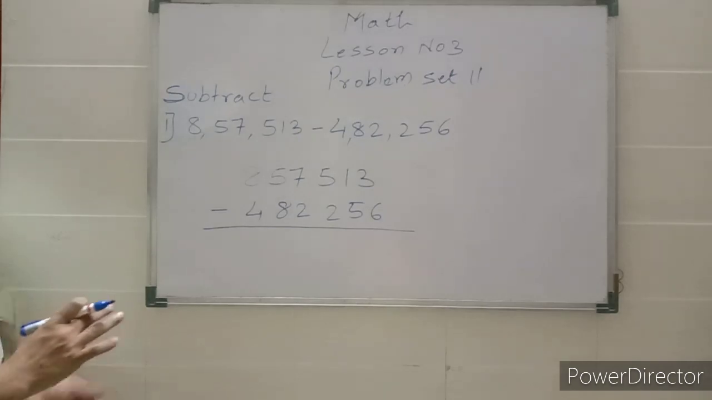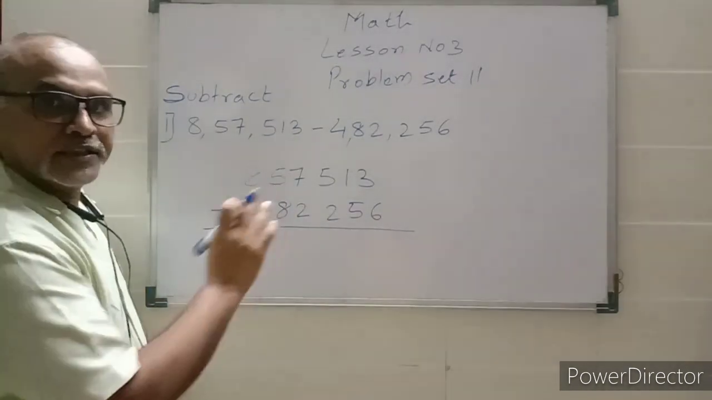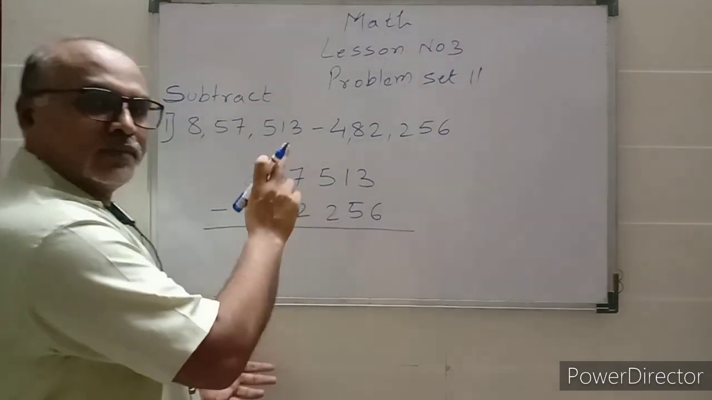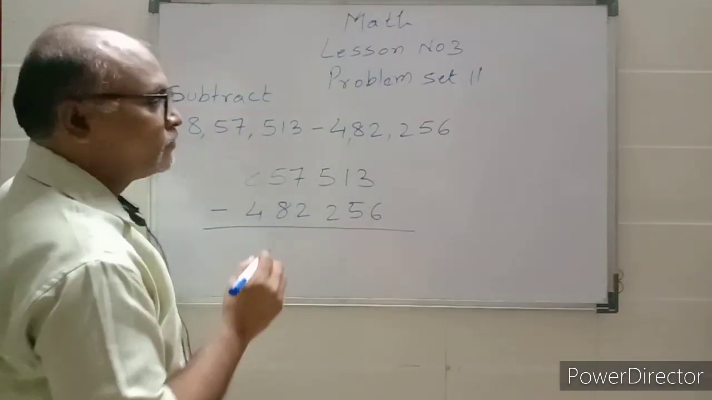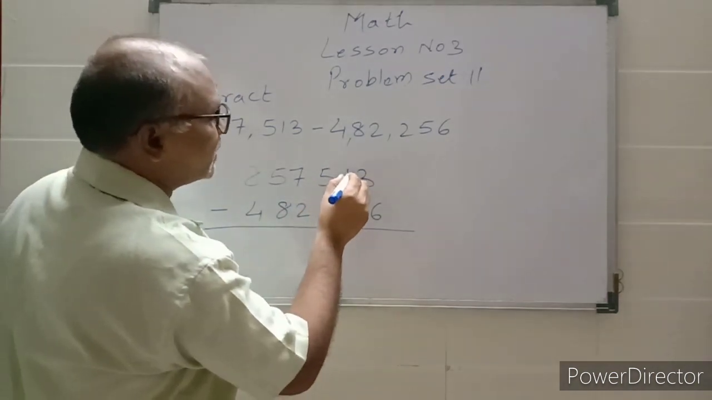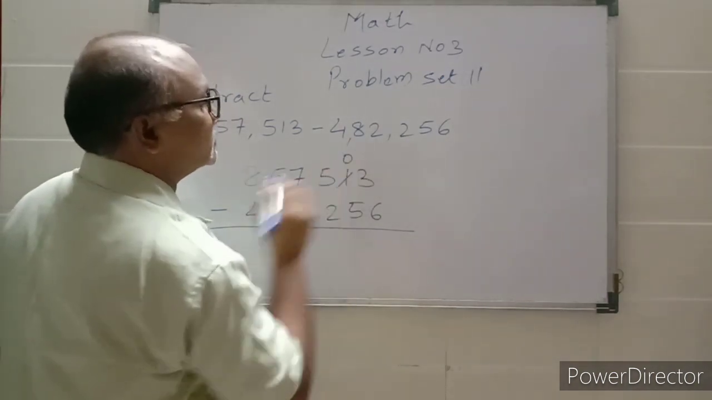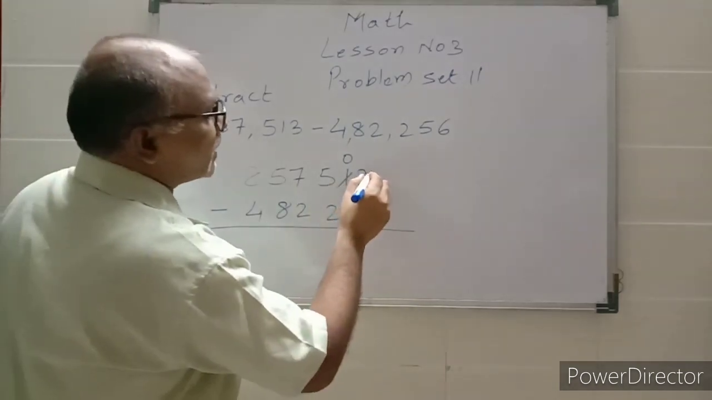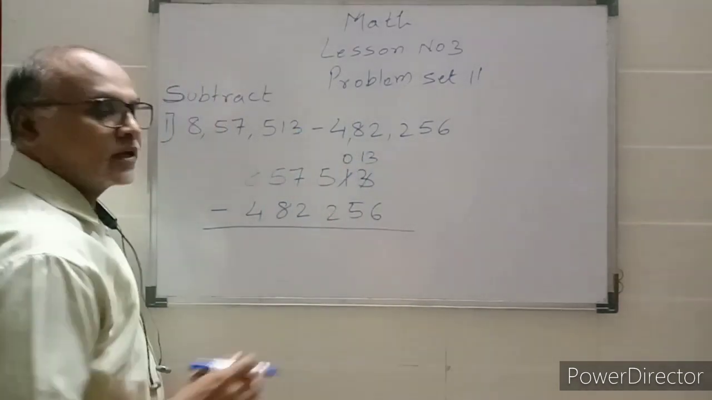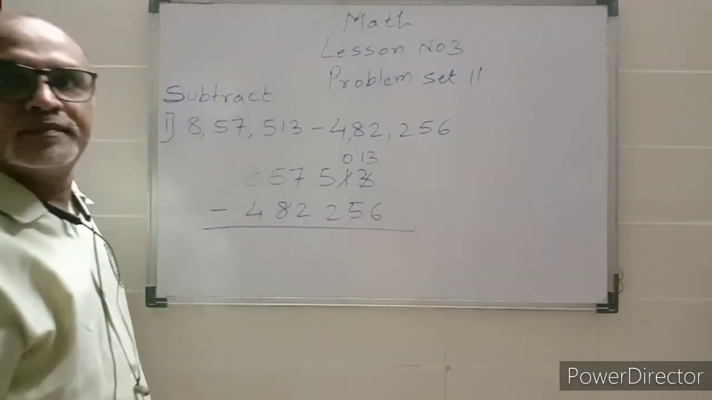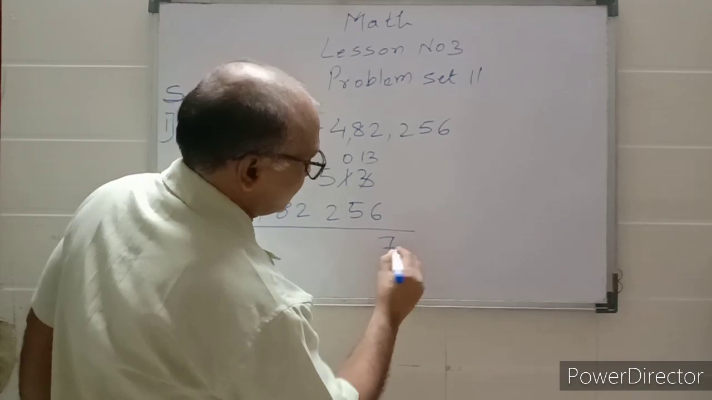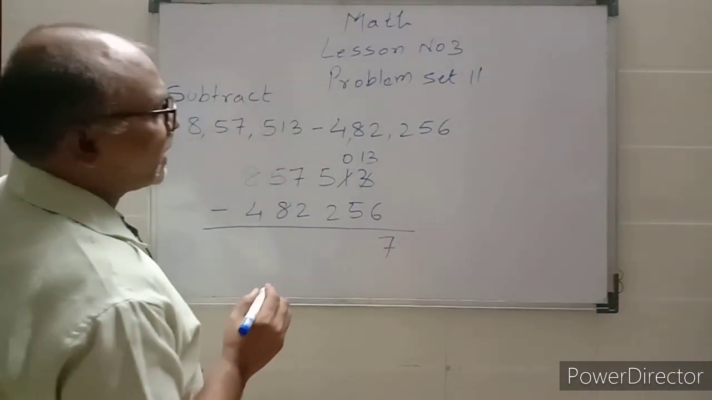Now see here, the digit in the unit place is 3. We can't subtract 6 from 3. So what will we do? We will borrow 1 from the tens place. So we will cut this 1 and write here 0, and we will cut this 3 and write here 13. Now 13 minus 6. 13 minus 6 is what? 7. Okay.